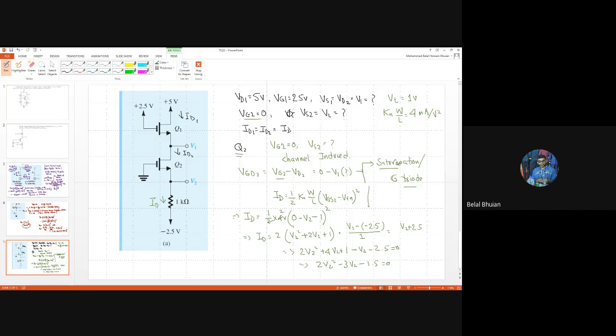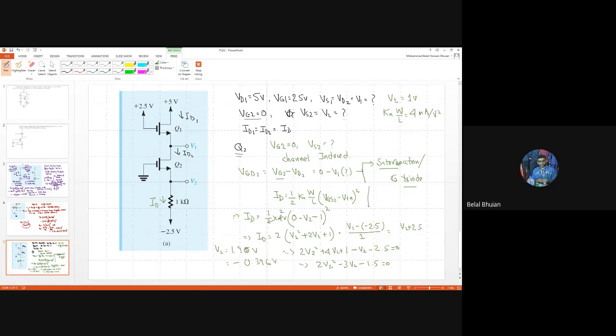Now we need to get two values of V2. One is 1.895, and the other one is minus 0.396. So we need to select which value.